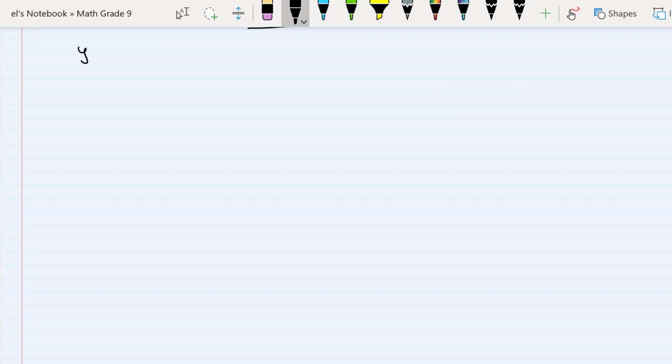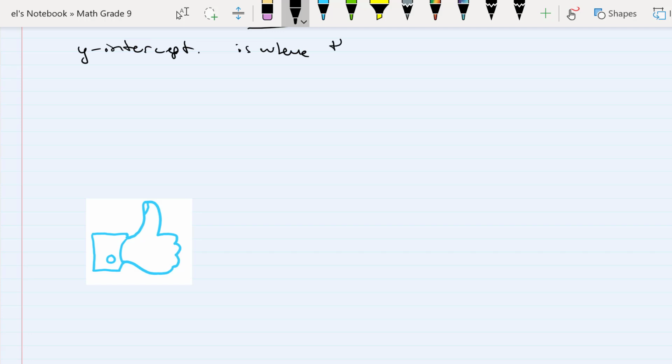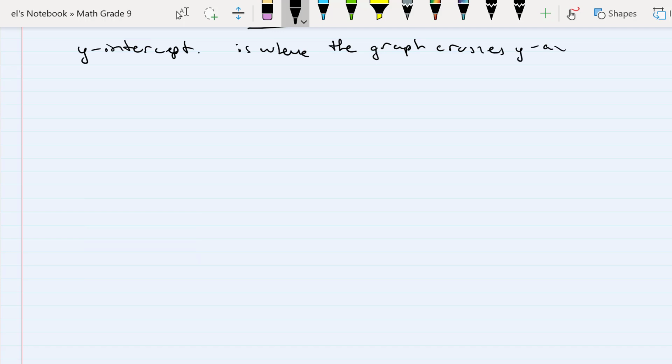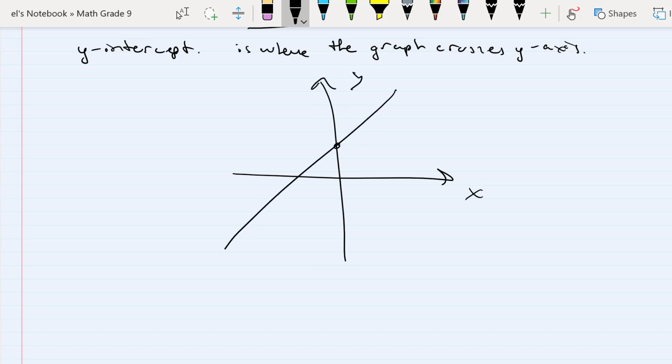On the other hand, the y-intercept is where the graph crosses the y-axis. If we draw a graph, x, y, the y-intercept is this point, and we'll have coordinates. X's will always be 0 and some y.